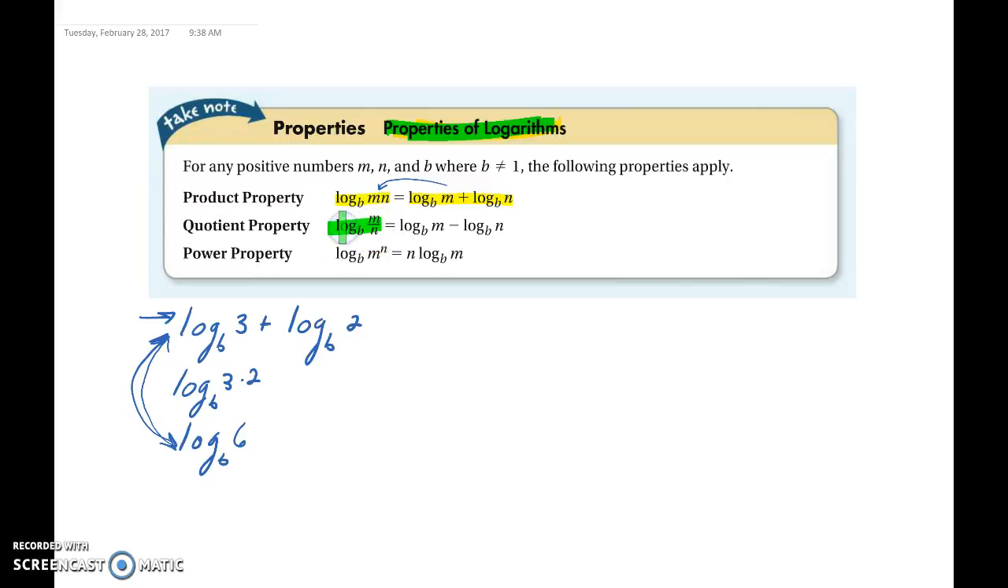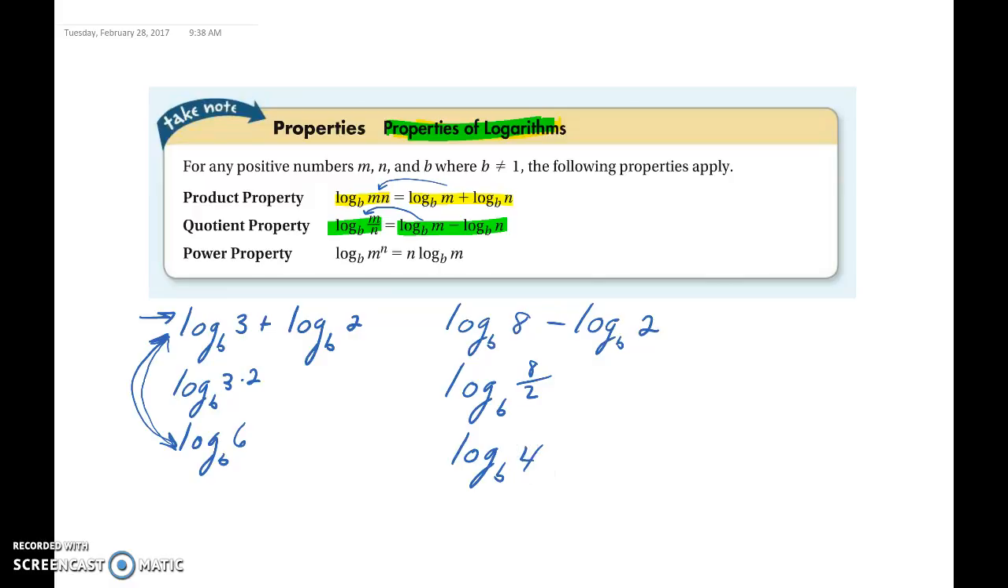Same thing for division. If you have two numbers being divided, then that means that our logarithms were subtracted to begin with. Or if we have two logarithms being subtracted, then we need to divide the numbers. So log base b of 8 minus log base b of 2. We can then combine these into one logarithm: log base b of 8 divided by 2, or log base b of 4. And once again, you're going to have to be able to go in the reverse order as well, where you might need to rewrite it and separate our logarithms. It all depends on the type of problem that we were given.